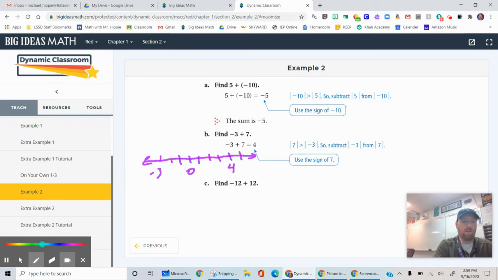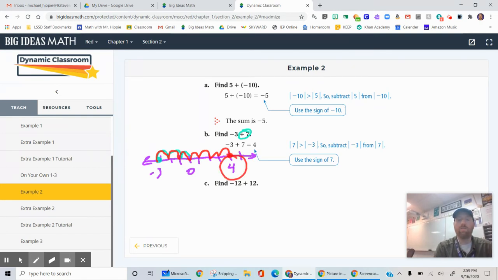Let's see if I can get a different color here. So -3. If I'm starting at 0, I'm going 3 over to -3. Now I have a +7, so I'm going forward 7 spots. So 1, 2, 3, 4, 5, 6, 7. So my answer is going to fall on that 4. All right, let me undo the pen here.